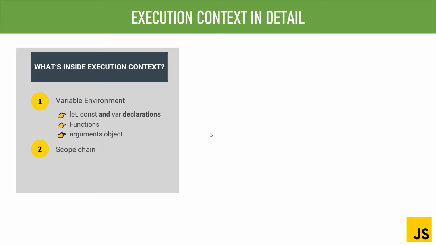Finally, each context also gets a special variable called the this keyword. And once more, there is a special video just about the this keyword later in the section. Okay? Now, the content of the execution context, so variable environment, scope chain, and this keyword, is generated in the so-called creation phase, which happens right before execution.